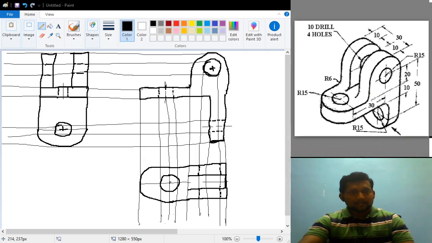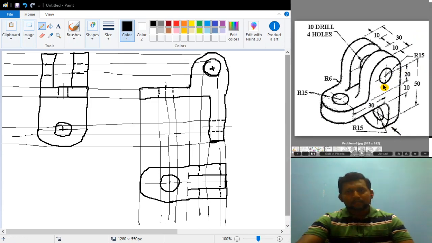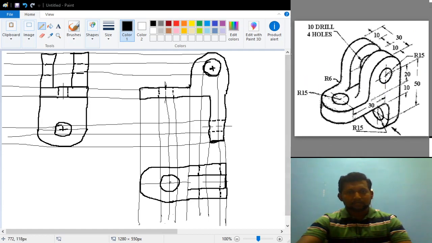I cannot draw the figure once again, so that's why I am asking you: since this particular arrow indicates the front view, and this is the left side view, whatever we are seeing from the left should be there on the right side of the front view. By mistake I have drawn it on the left side. So you try to draw the same figure on the right hand side. Instead of taking the projection lines to the left side, you have to take the projection lines to the right side. Sorry for that.